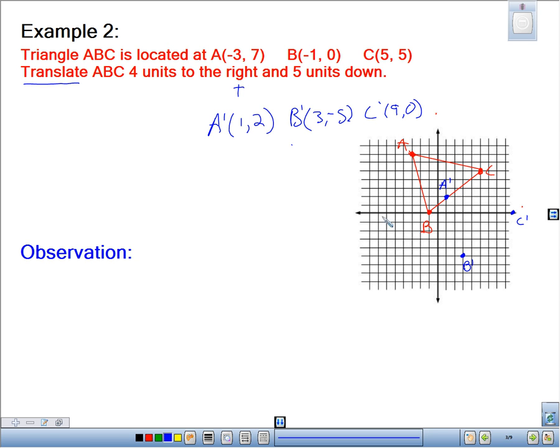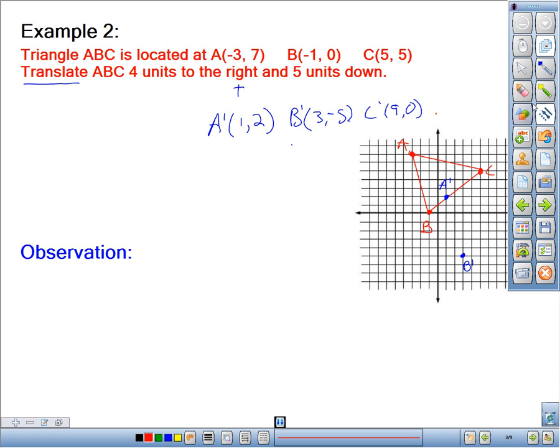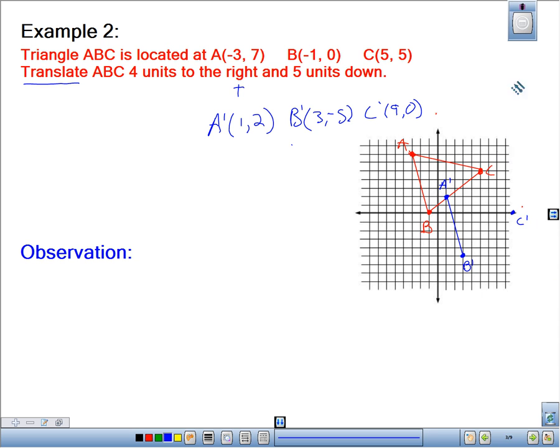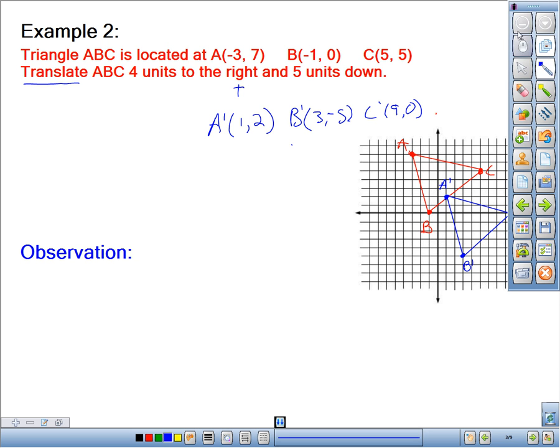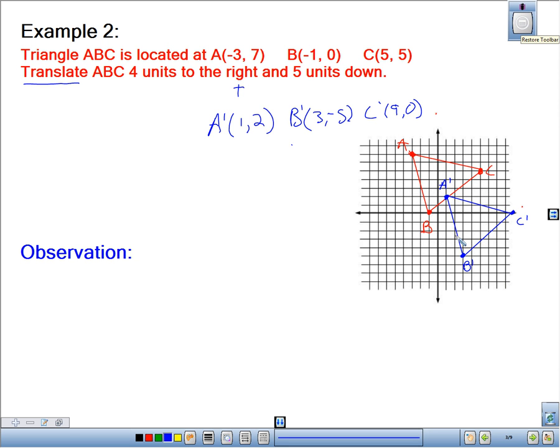Wonderful. All right, so let's connect the dots and make some observations. So there's A to B. Here's B to C. There we go. So again, some observations. Hopefully you realize once again that this is another rigid transformation. Okay? Meaning that our pre-image and our image are the same. They're congruent.